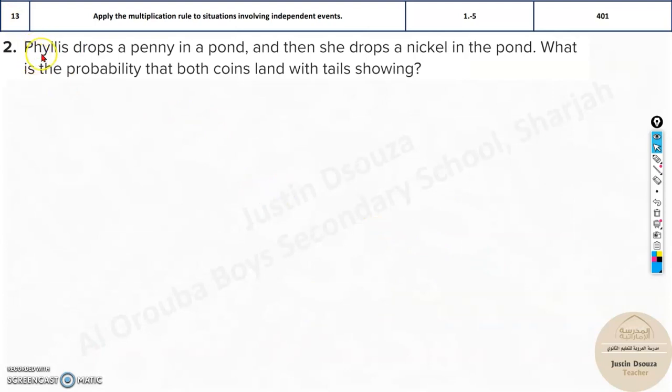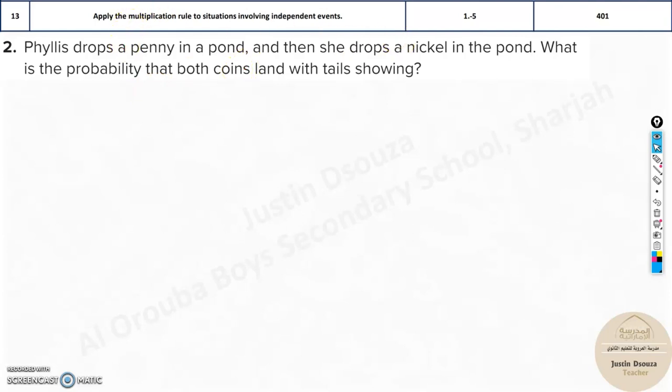Let's try this. You can try pausing this video and try it by yourself. I hope you paused and tried, but we will go through it now. Phyllis drops a penny in a pond and then she drops a nickel in the pond. What is the probability that both coins land with tails?